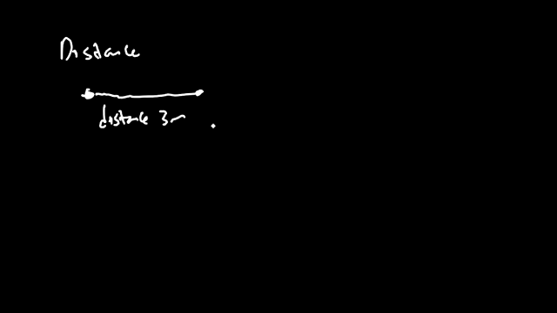Now what is distance? Distance is simply the interval between one position and the other, or the difference between 2 points. For example, this is 1 point, this is another point. So you can say there is a distance of maybe 3 meters between them. So that is distance.